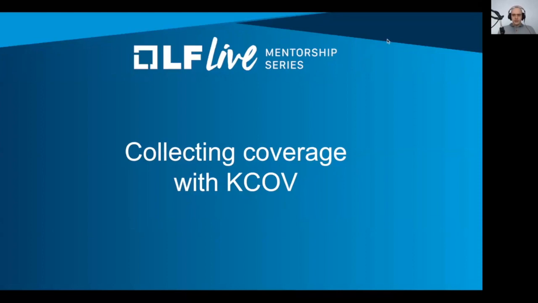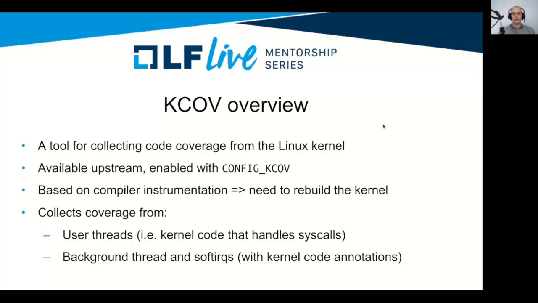All right, let's talk about the final part, which is about collecting coverage with Kakeoff. So what's Kakeoff? Kakeoff is a tool that's specifically designed for fuzzing and for collecting code coverage from the Linux kernel. It's available upstream. You need to rebuild the kernel. You need to enable config Kakeoff. And the reason you need to rebuild the kernel is because Kakeoff is based on compiler instrumentation. And it's able to collect coverage from both user threads and background threads, and also software interrupts. And the second part requires kernel code annotations, but I'll describe that in a second.